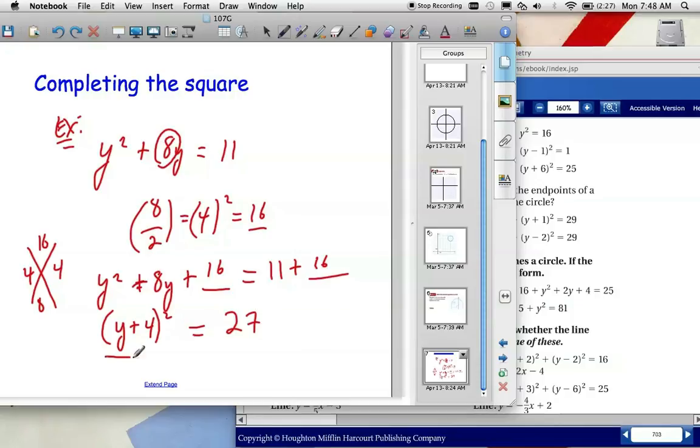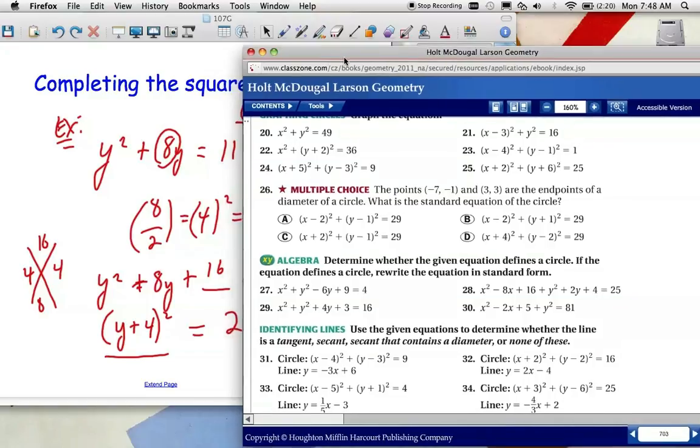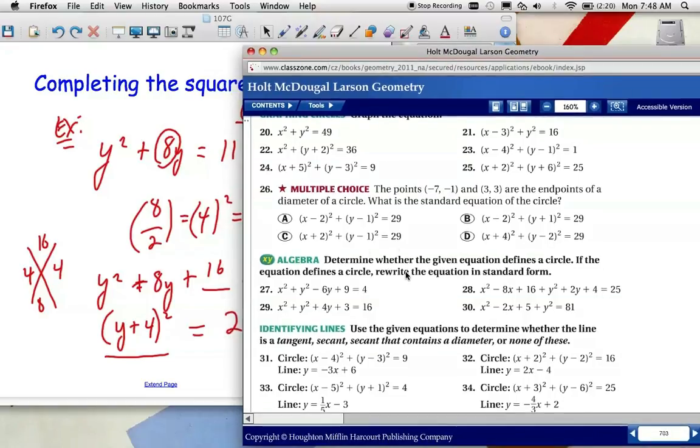But notice this is the form you want when you're looking at the equation of the circle, which is something squared plus something squared equals your radius squared. You want it in complete squares. So one of the problems looks like this. A couple of the problems don't always look as nice. So let's say I'm looking at page 703 here. Look at 29.